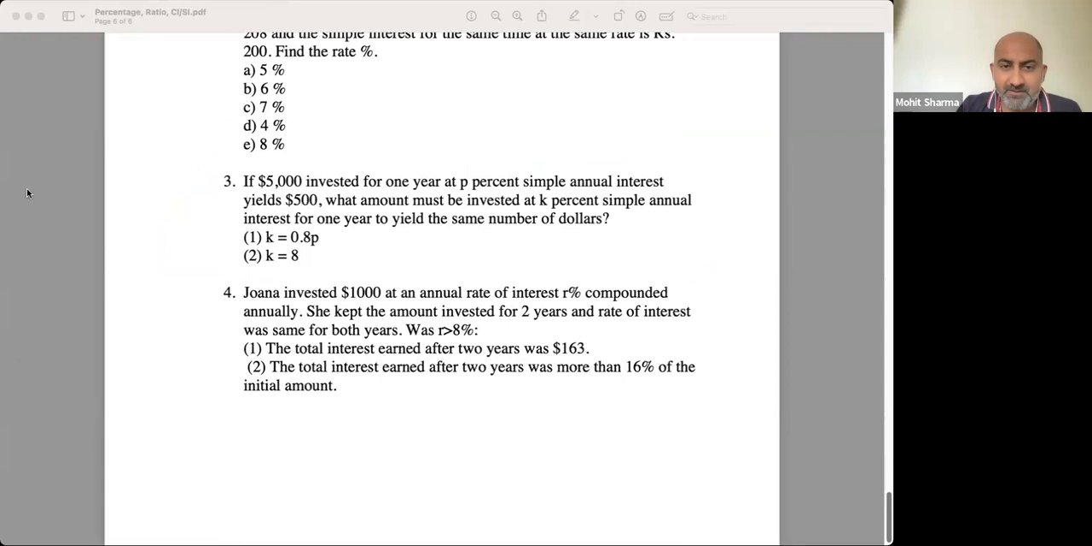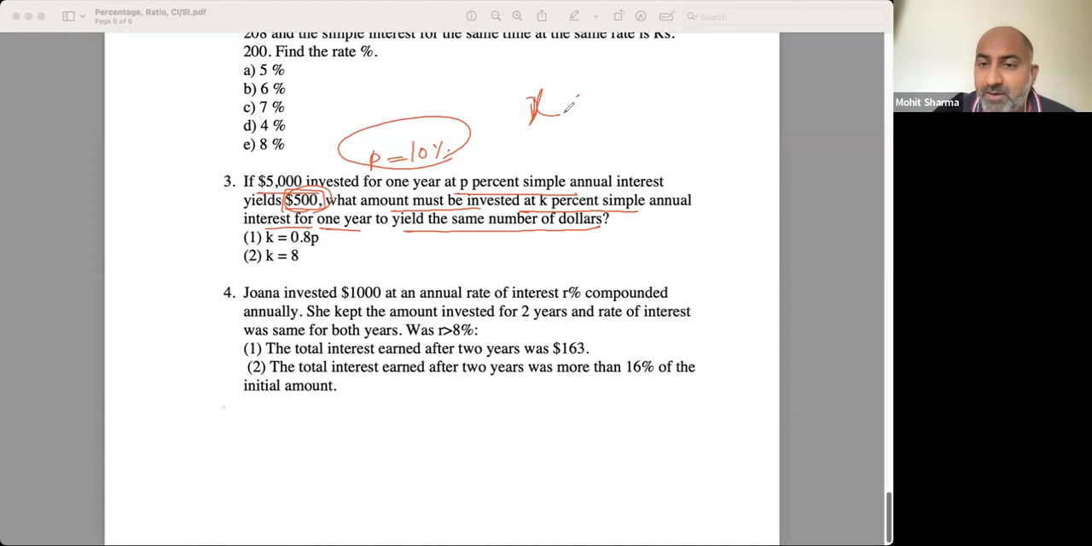Third is very simple actually. 5,000 invested for 1 year at P% simple annual interest yields 500. So the rate of interest P must be 10%. Okay. What amount must be invested at K% simple annual interest for 1 year to yield the same number of dollars? I mean, to yield 500. So the interest amount and the principal amount, let's say X is the amount into K%. This must be equal to 500. Okay, that's the thing. Now, if I know K, I'll get X from here.